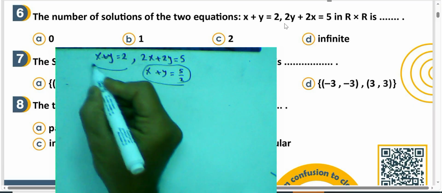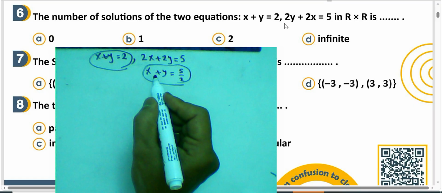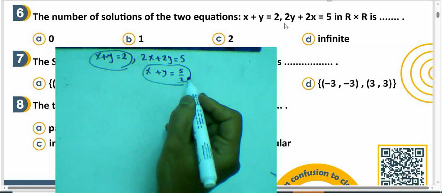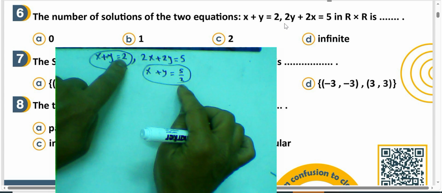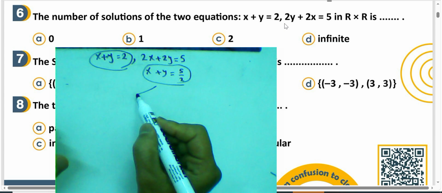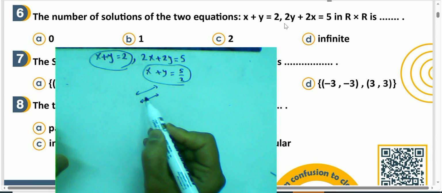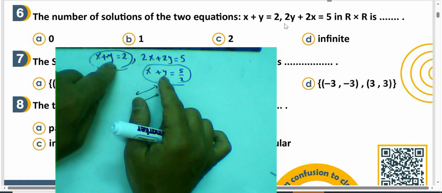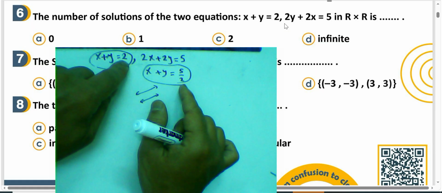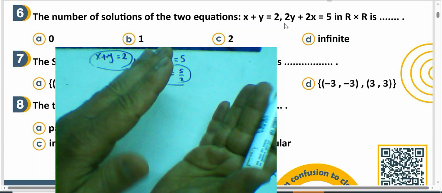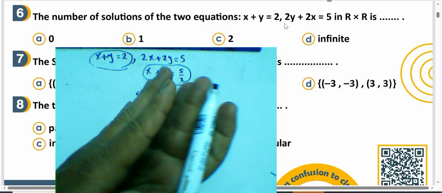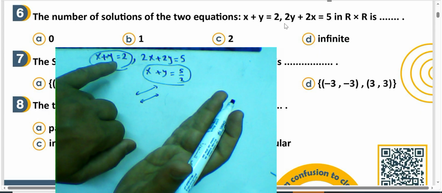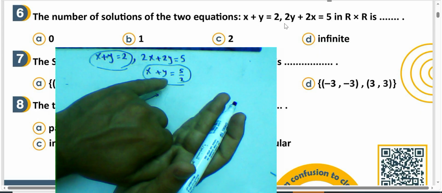Look at the two equations. We have the same coefficient of x and the same coefficient of y, and the constants differ, 2 and 5 over 2. So they are parallel. The straight lines will be parallel because the coefficient of x equals the coefficient of x and the coefficient of y equals the coefficient of y, and the constants differ. If the constants were equal, they would be congruent.